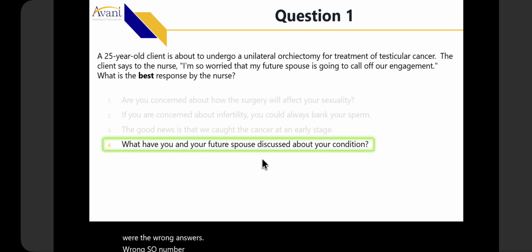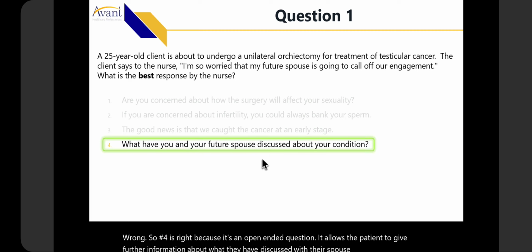So number 4 is right because it's an open-ended question. It allows the patient to give further information about what they have discussed with their spouse and what is the cause of their worry.